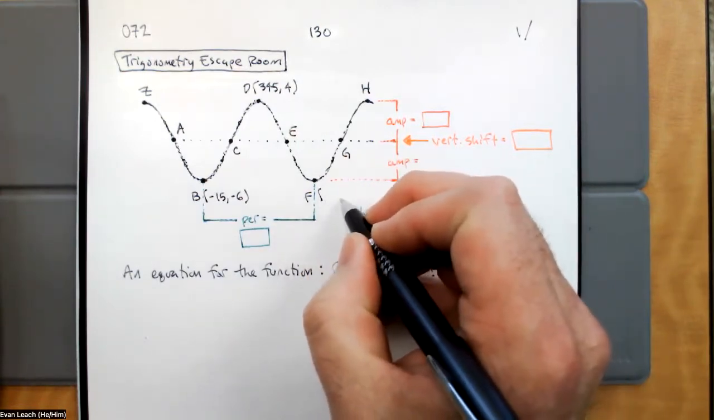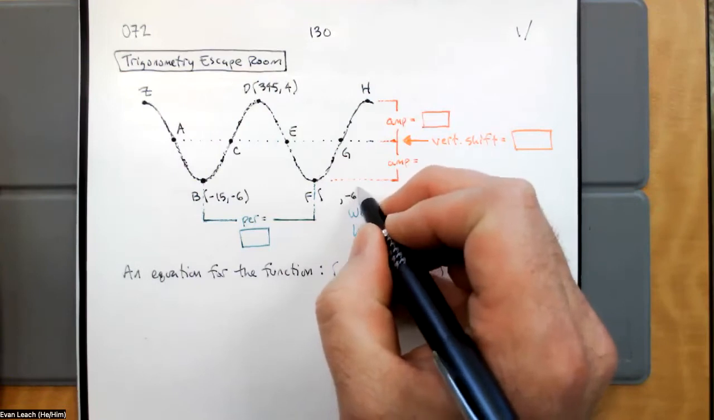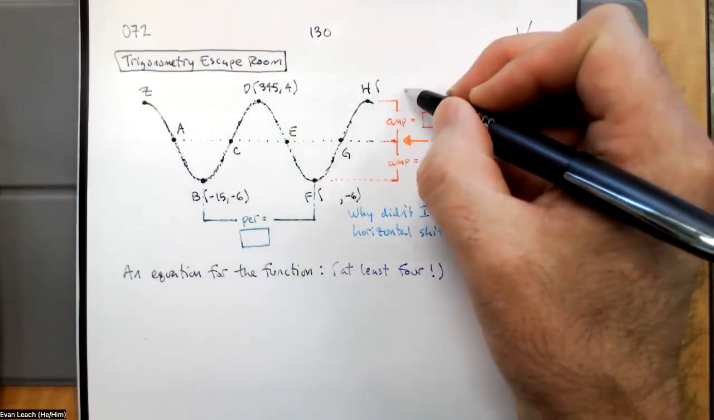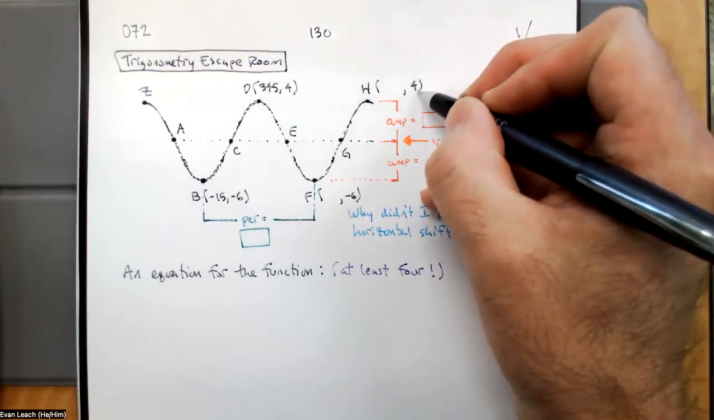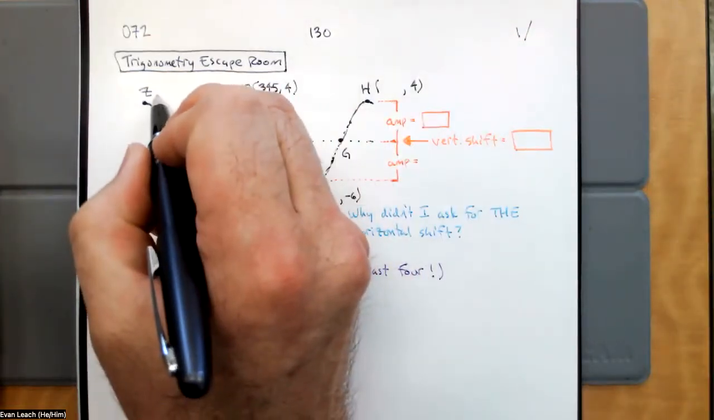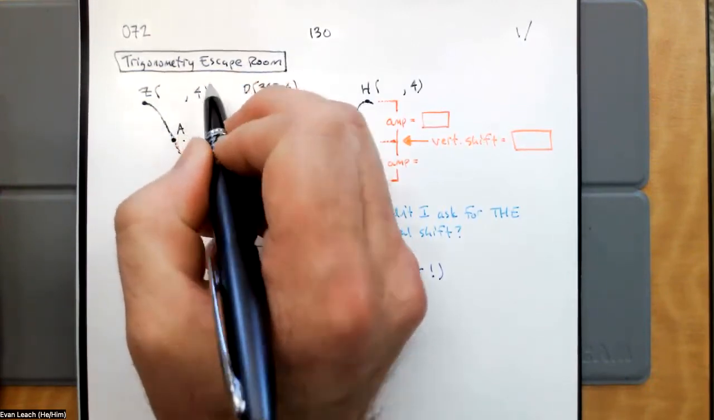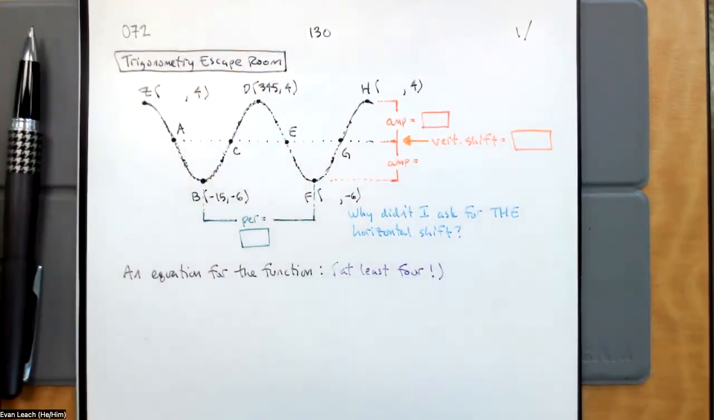Whatever goes here for the X coordinate, the Y coordinate is also -6. And up here for H, whatever the X coordinate is, the Y coordinate has to be 4. And the same for point Z: whatever the X coordinate is, the Y coordinate is 4. All the points at the top have the same Y coordinate, all the points in the middle will have the same Y coordinate, and all the points at the bottom will have the same Y coordinate. So that's some information we know.